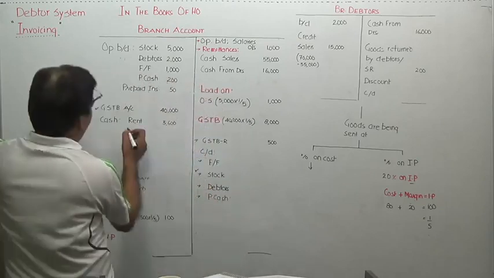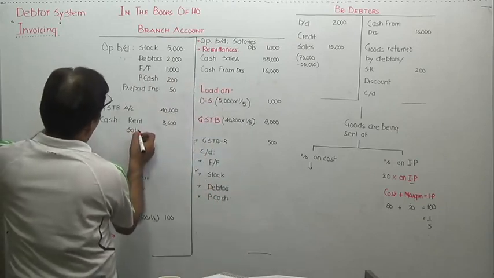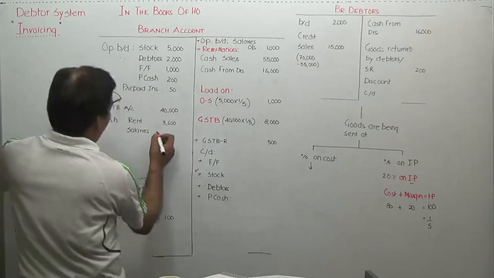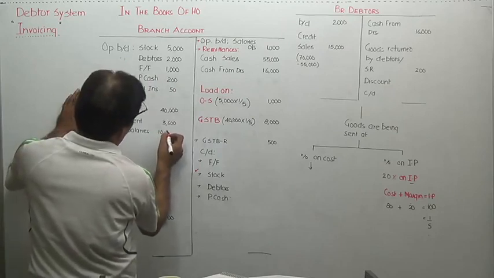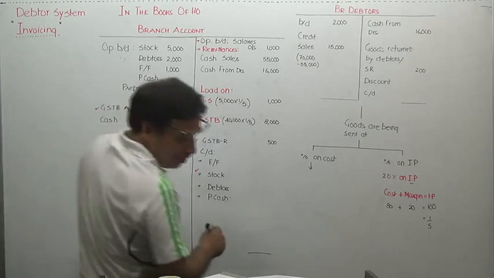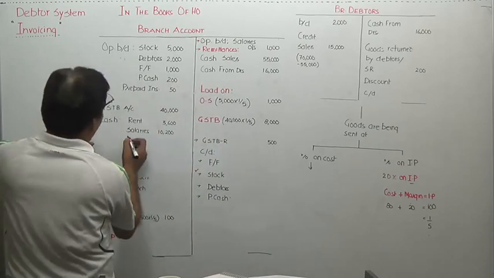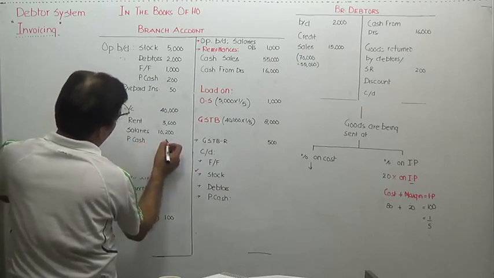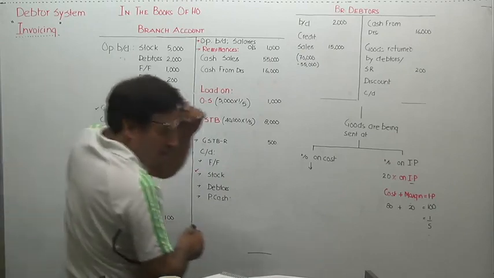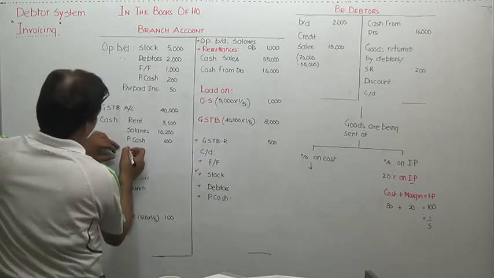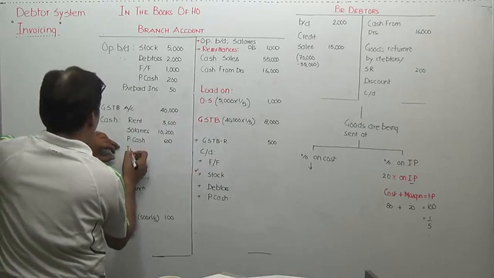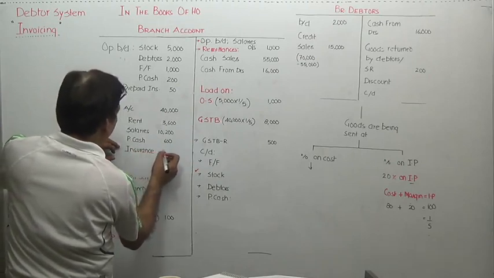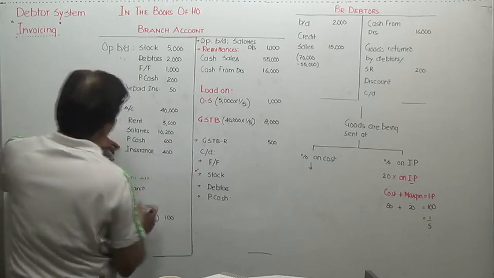Then you have been given salaries. Some cash has been sent to meet expenses with respect to salaries, which comes down to 10,200. Then petty cash 600. So head office this time sent petty cash also to branch worth rupees 600. Next item is insurance. So some cash has been sent to meet insurance expense, and in the bracket something is written. Insurance 400. One by one we will take it.